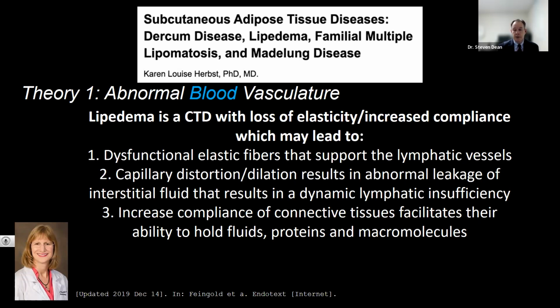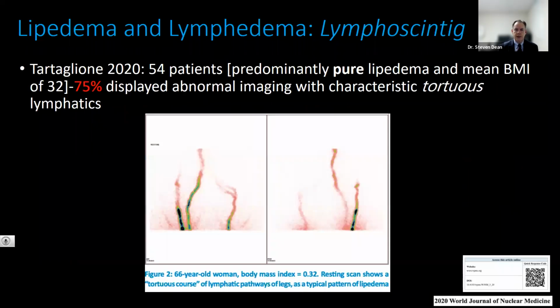So you're probably saying, okay, well, that's great. Show me some scientific evidence to support that theory. Okay, Dr. Herbst, here you go. So here's another contemporary reference, 2020, Tartaglione, 54 patients, predominantly pure lipedema. So these weren't your grossly morbidly obese patients. And their mean BMI was only 32. So just barely, that's the mean.